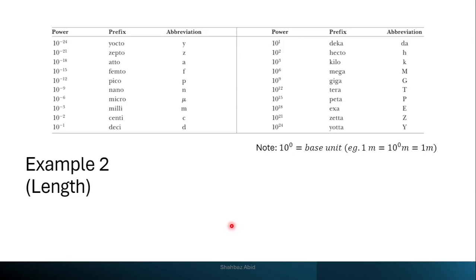Example 2 of the length. Convert 625,000 centimeters to kilometers. Again, come back to this table.